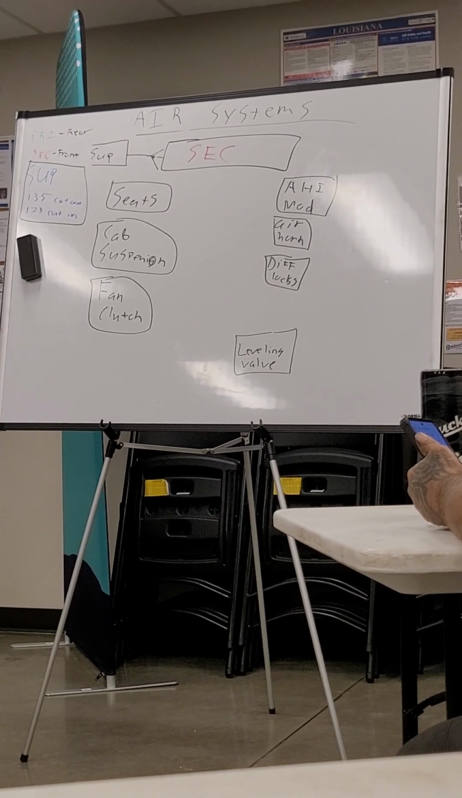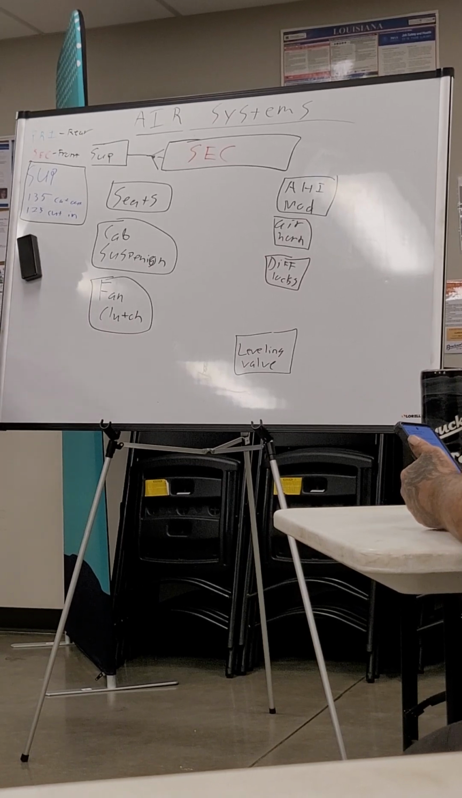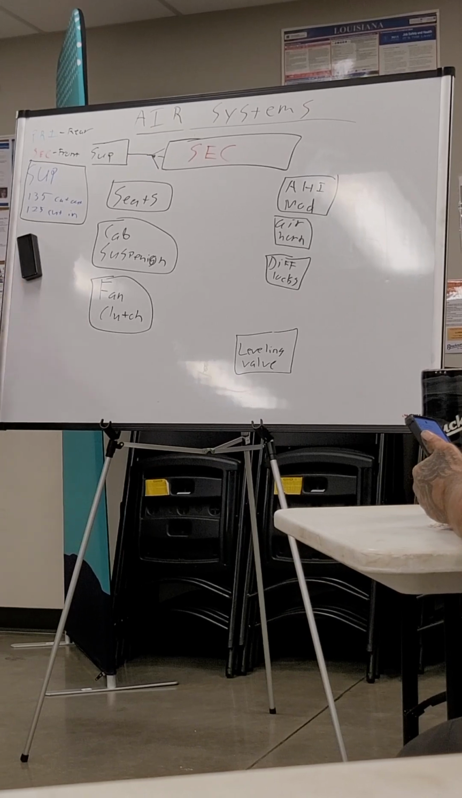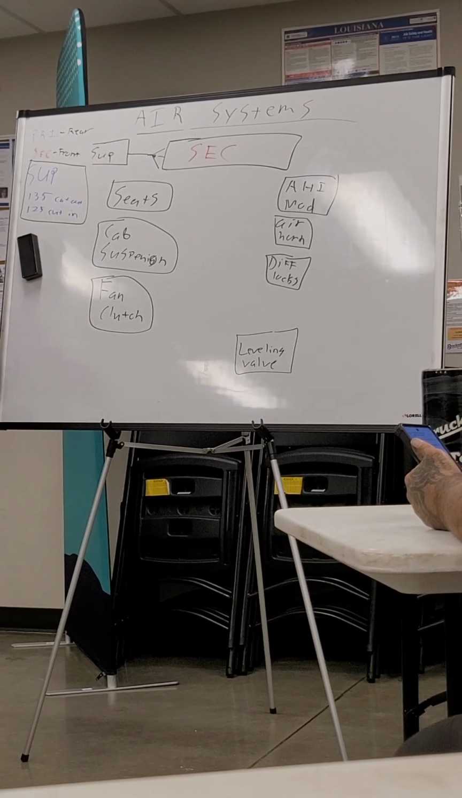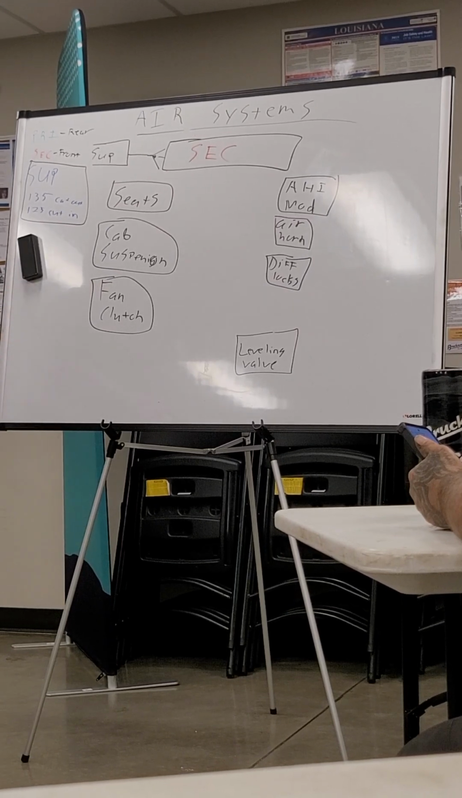Why is that important? To make sure our more important systems are working before we get all that. These are low priority. If these systems go out, it's not going to stop the truck from driving. It's not going to make the truck immovable. It won't make the truck where it can't stop. These are relatively not important.